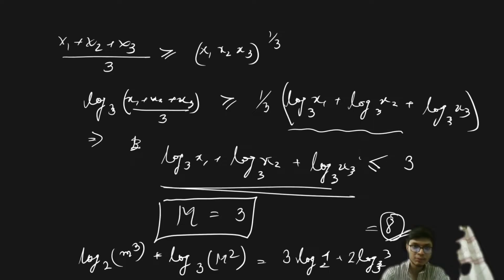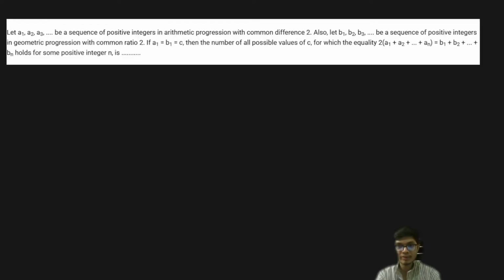Okay, so with this, let's move to the next problem. The next problem is a very interesting problem. It says that A1, A2 and A3 are a sequence of positive integers in arithmetic progression with the common difference given as 2. It is also said that B1, B2 and B3 are a sequence of positive integers in geometric progression with a common ratio 2. And it says that the first term of the arithmetic progression and the geometric progression are the same. That is, A1 is equal to B1 is equal to C.